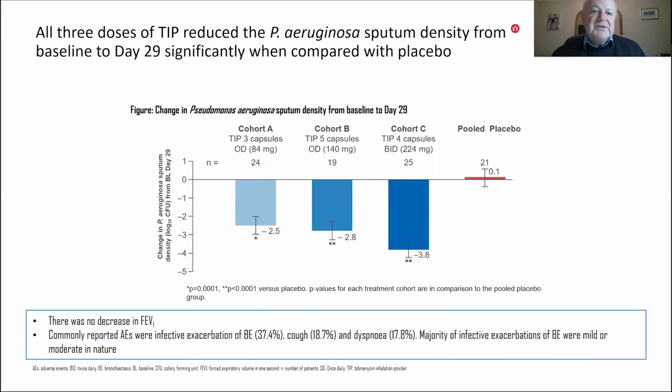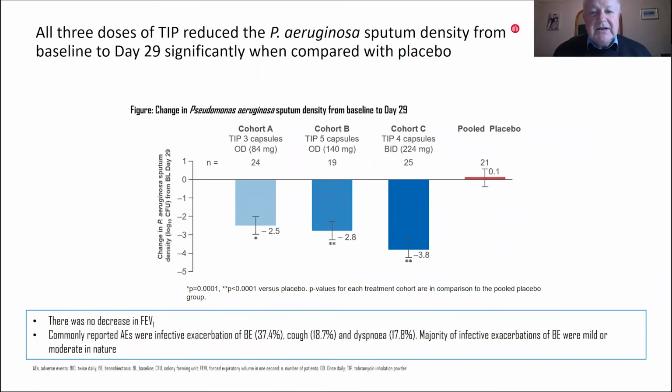And these are the headline results. All 3 doses of TIP reduced Pseudomonas aeruginosa sputum density from baseline to day 29, which was the primary outcome, because our main focus was on determining dose, and a secondary aim was determining regime, whether cycling or continuous.